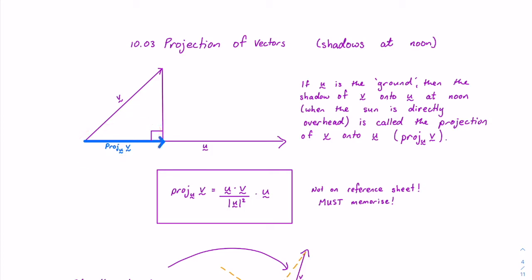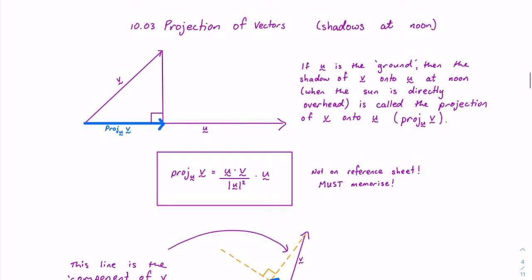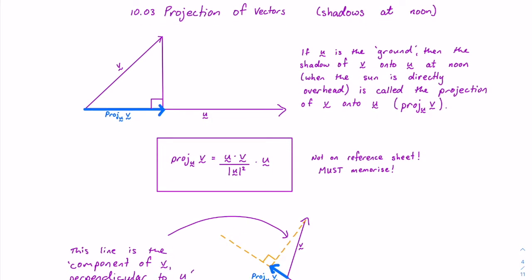Okay, the blue vector here is the projection of v onto u. That's how you read that: projection of v onto u. The one that you're going onto is the subscript 1. So if u is the ground, then the shadow of v onto u at noon, when the sun is directly overhead, is called the projection of v onto u.